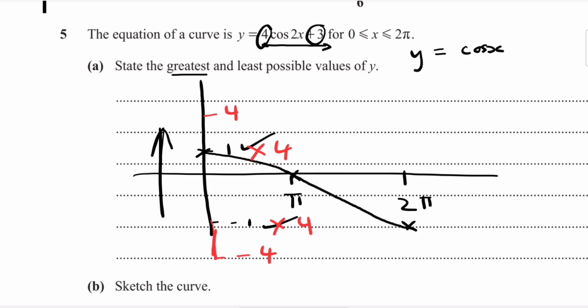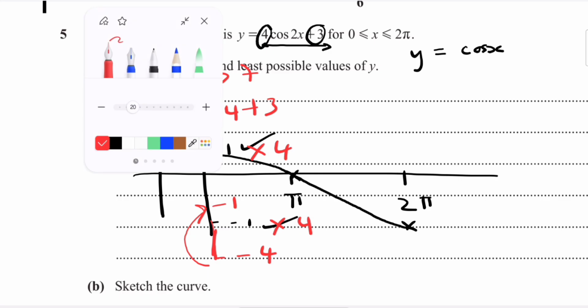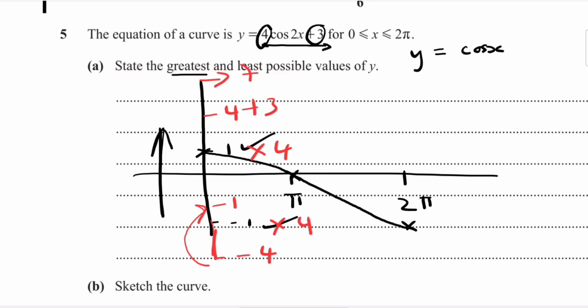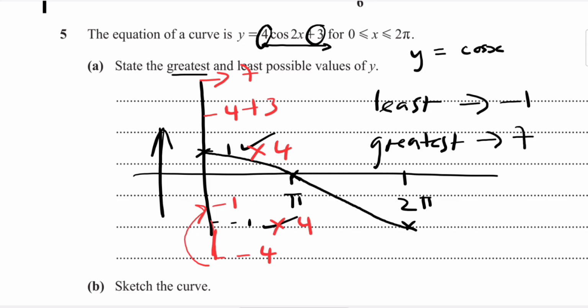Then if we add 3 units going up, this will be 4 plus 3, it goes up to 7, and this will be minus 4 plus 3, it goes to minus 1, right? So the least value will be minus 1, and the greatest will be 7, right, for this graph after the transformations that affect the y-axis.